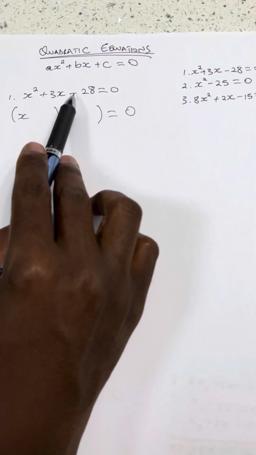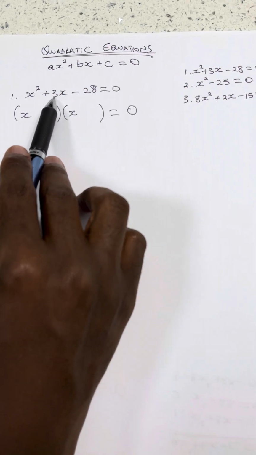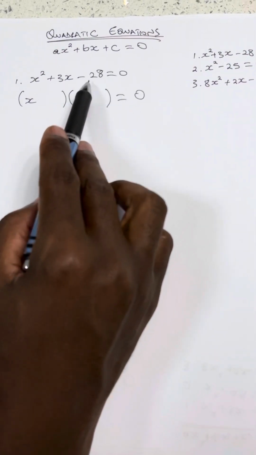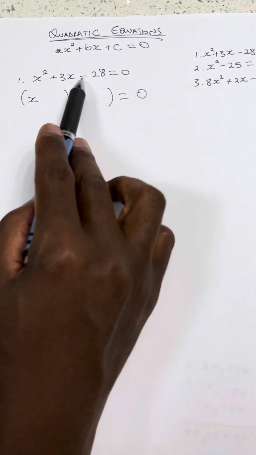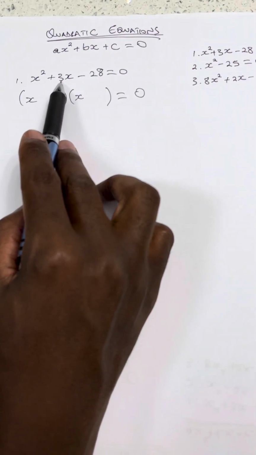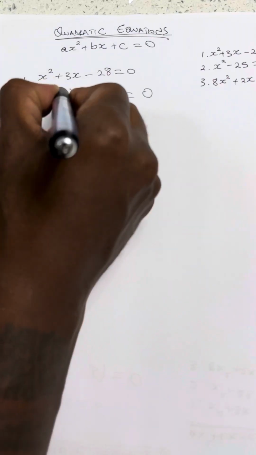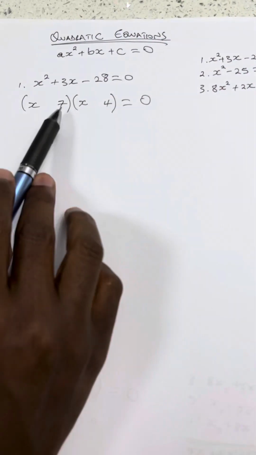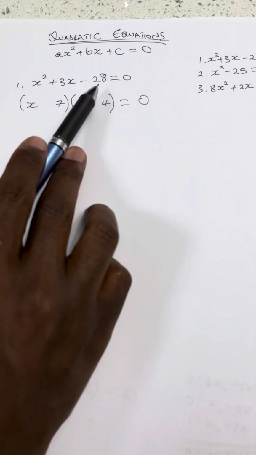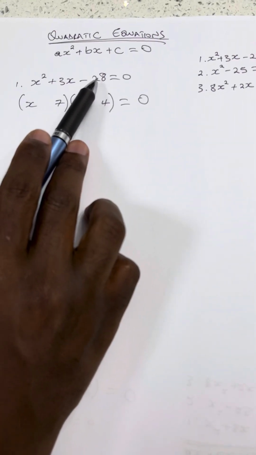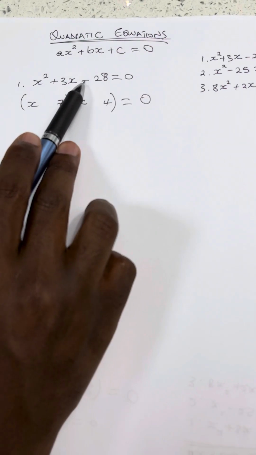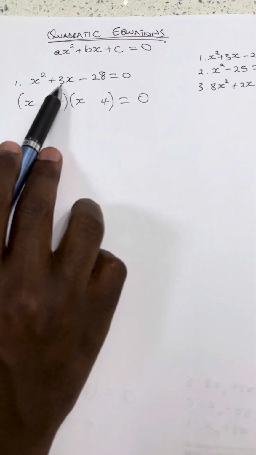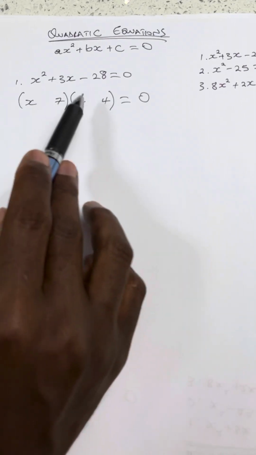If this was a plus, we would say when you add them, they give you 3. So in this particular problem, our constant term, our c, is negative, so we want their difference to be 3. Our factors are 7 and 4, because 7 multiplied by 4 gives us 28, but when you subtract 4 from 7, you get 3. That is how we fill these in.